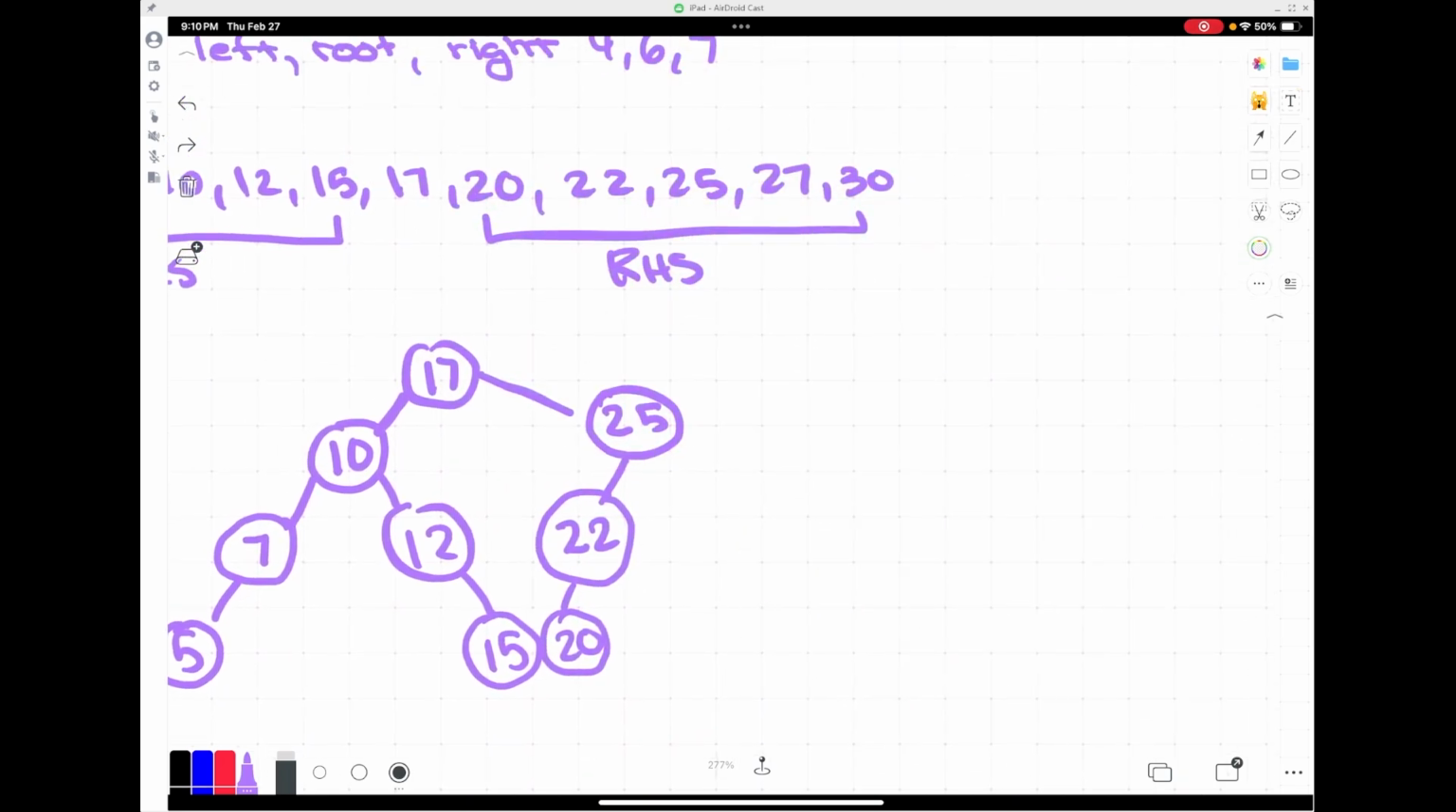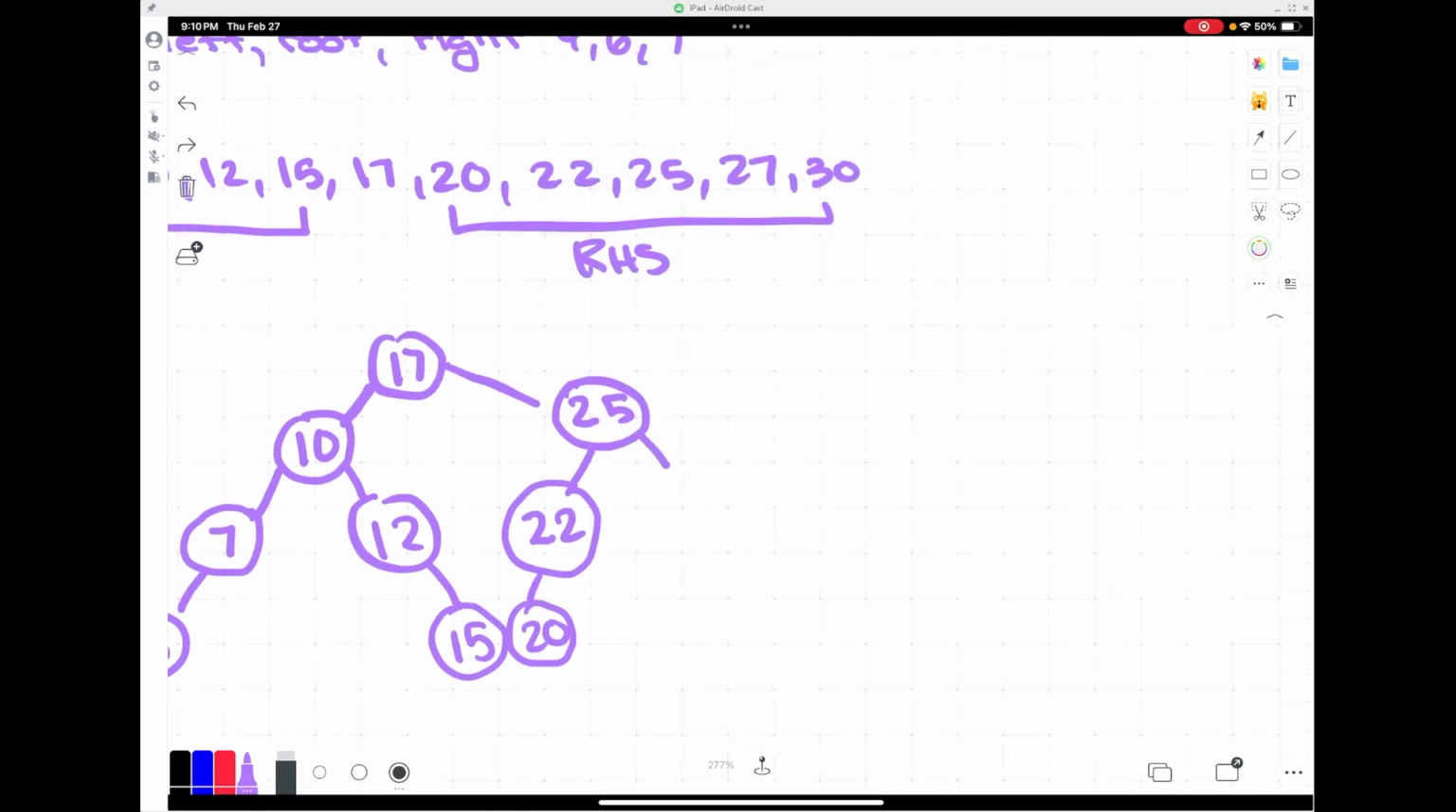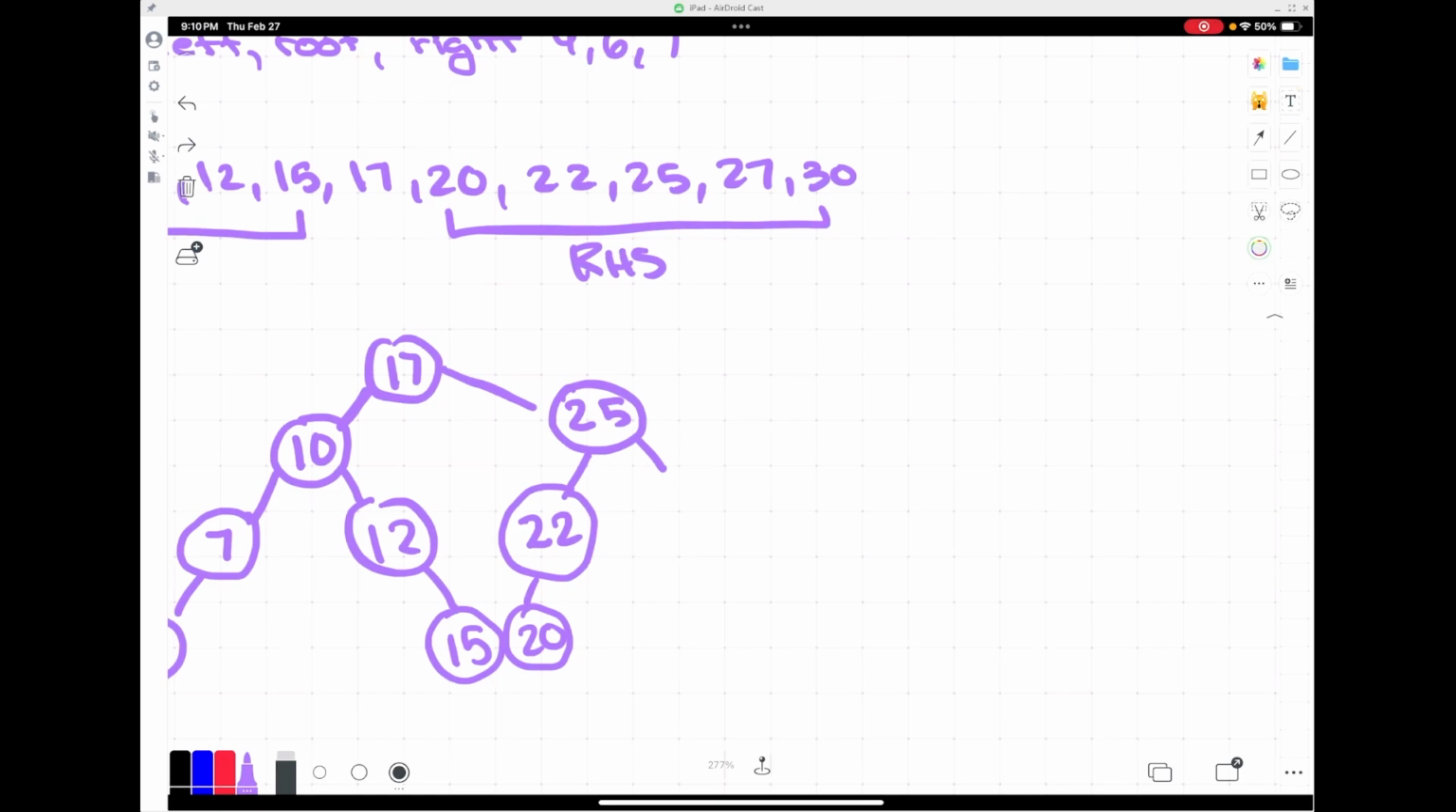Okay, so now we can do the right side of this 25. So what's greater than 25? 27 and 30. 27 is closer to the middle, so we're going to do 27. And then we have 30. And this is our answer.